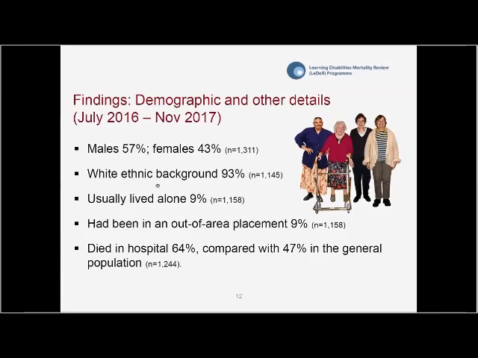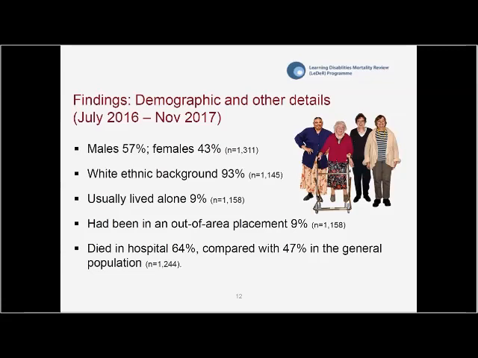Slightly fewer reports recorded the ethnic group of the person who had died. Of 1,145 reports that did record this data, 93% stated that the person was from a white ethnic background. And that is a greater proportion than we would expect. So we'll be working with local areas to increase the notification of deaths of people from Black and minority ethnic groups.